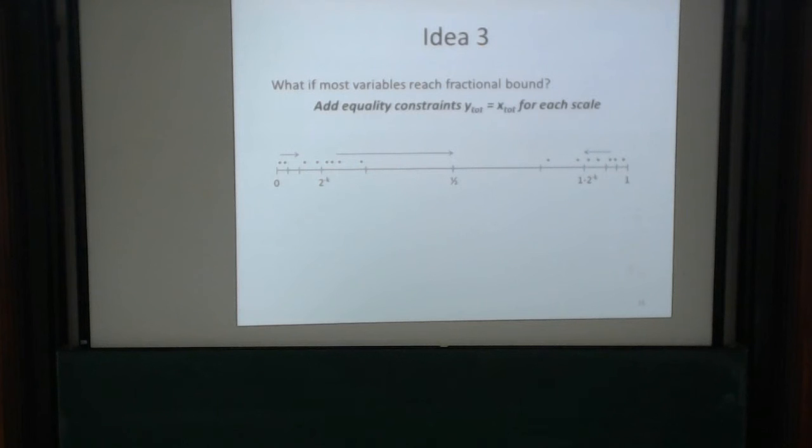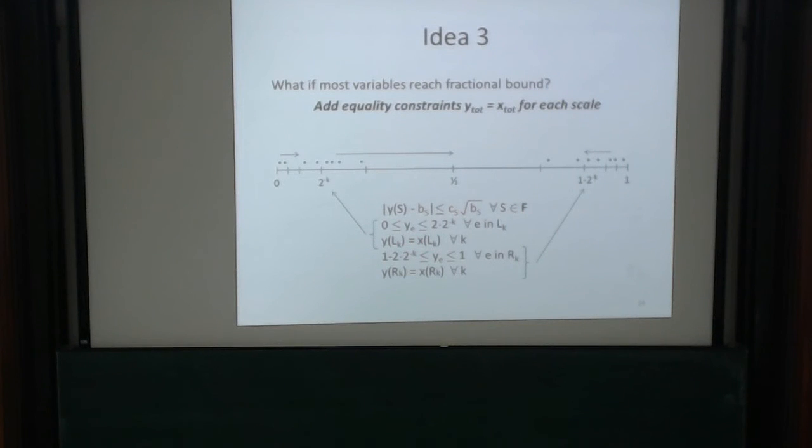And to fix this, we add a number of equality constraints, which will ensure that not too many variables go to the fractional end. And we say that for each scale, the total fractional value of variables in that scale remains fixed compared to the starting fractional solution. So if you have too many variables reaching the fractional end, then you should also have a proportional number of variables reaching 0 or 1. So it's a symmetric kind of process, and that's the constraint we throw in.